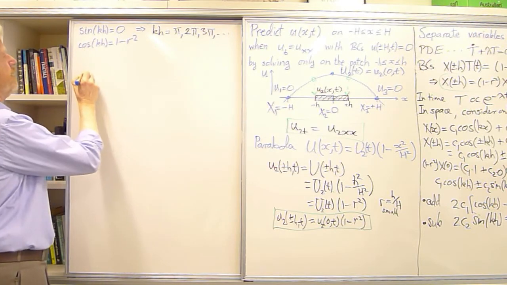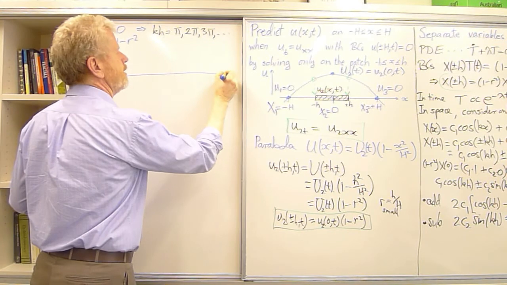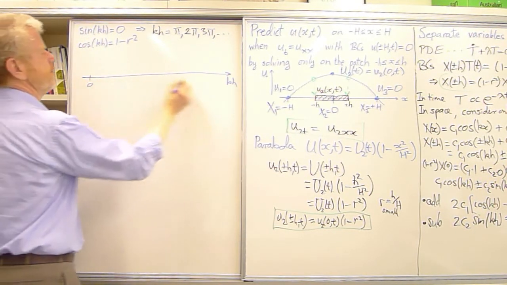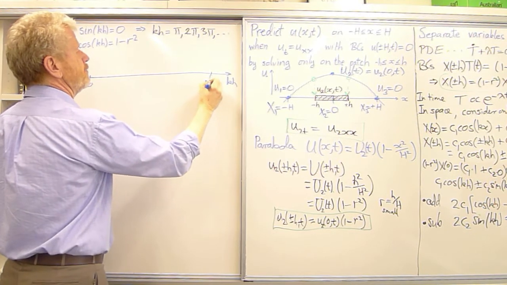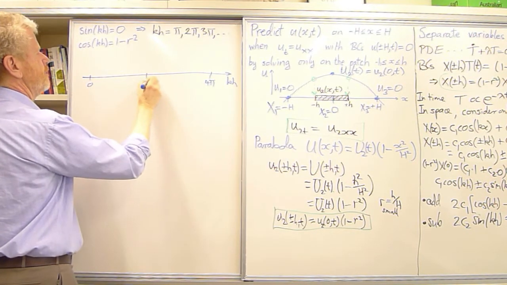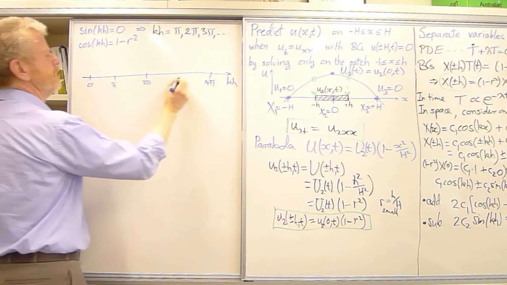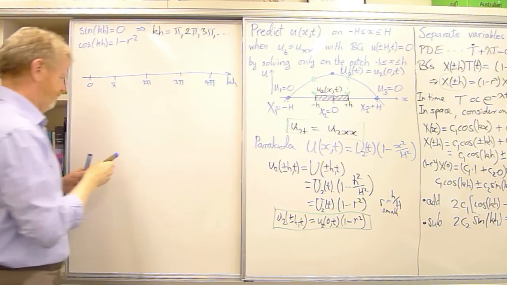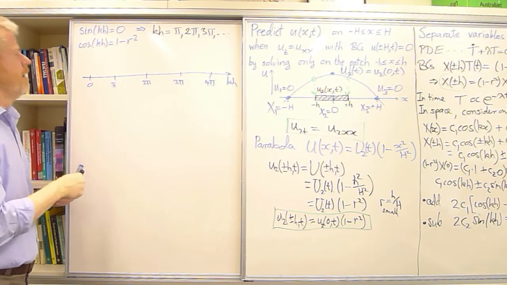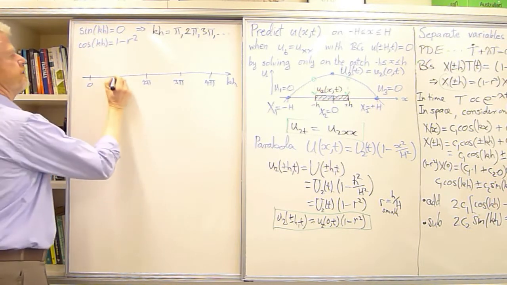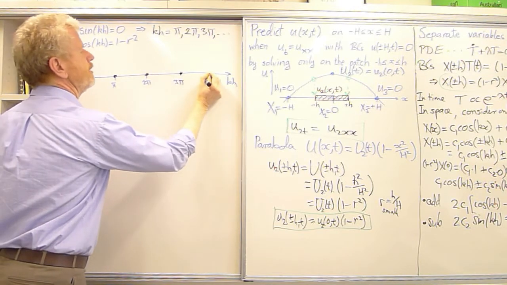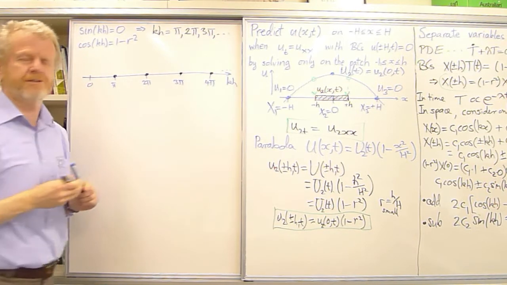So let's draw these on the kh axis, starting at 0, going to say pi, 2 pi, 3 pi, and 4 pi. So sine kh is 0 at all these points and so on.